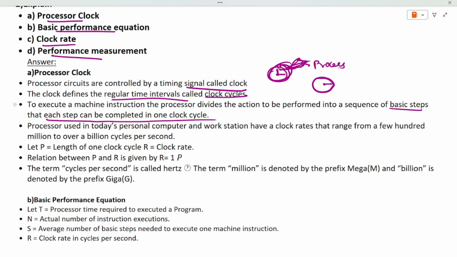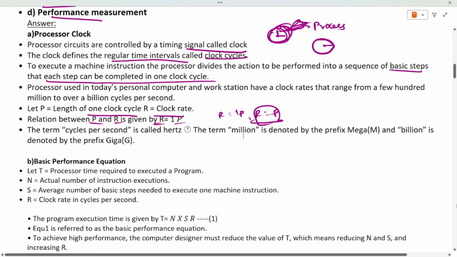If you see next, let P be the length of one clock cycle and R be the clock rate. Taking R as the clock rate and P as the length of one clock cycle, the relation between P and R is R equals 1 by P; they are inverses of each other.